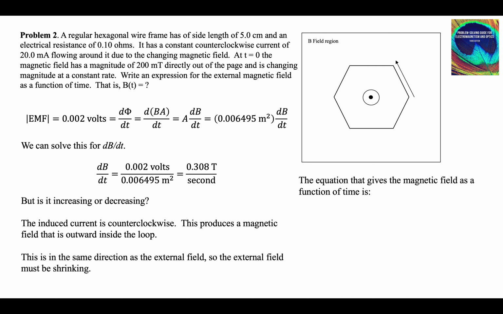So now we can get the equation. It starts off at 200, decreases 308 millitesla every second. So the equation is 200 millitesla minus 308 millitesla per second times t. That's problem 2.